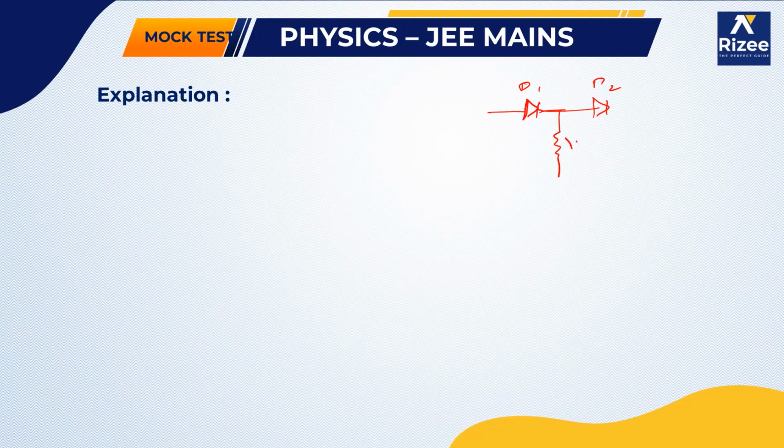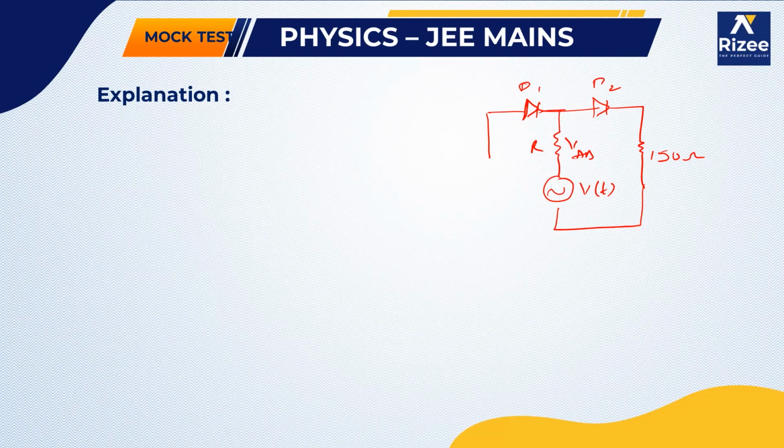So this is the potential drop across AB. He is asking this particular thing. The resistance is R, and here is an AC source which has been provided, V as a function of time, and two resistances are connected here. This is 150 ohms, and this one is 100 ohms. Now when you observe carefully, the input signal is a sinusoidal wave.